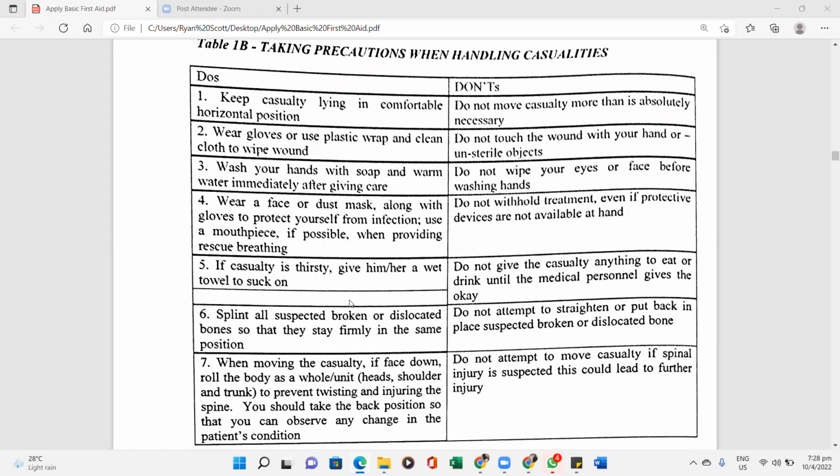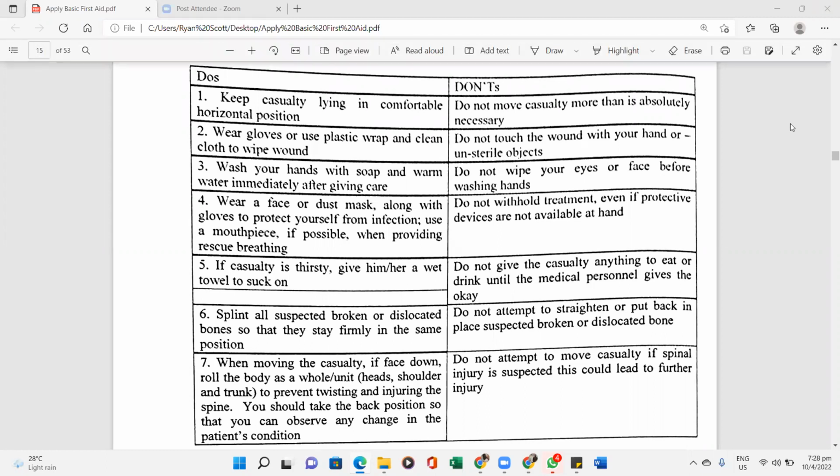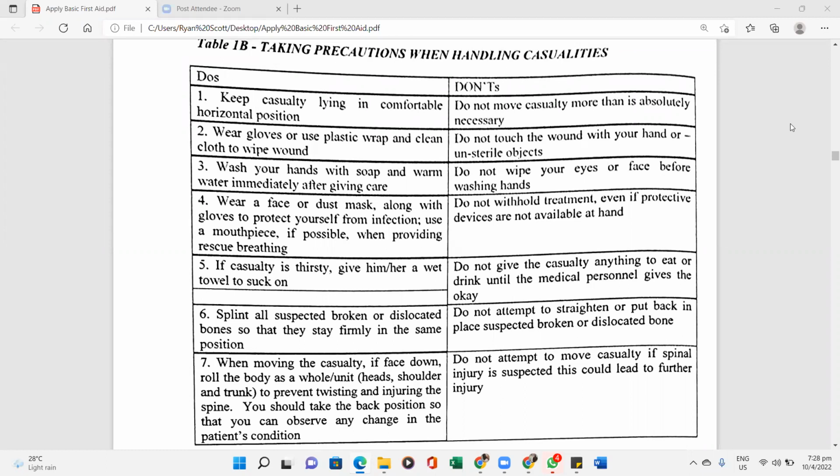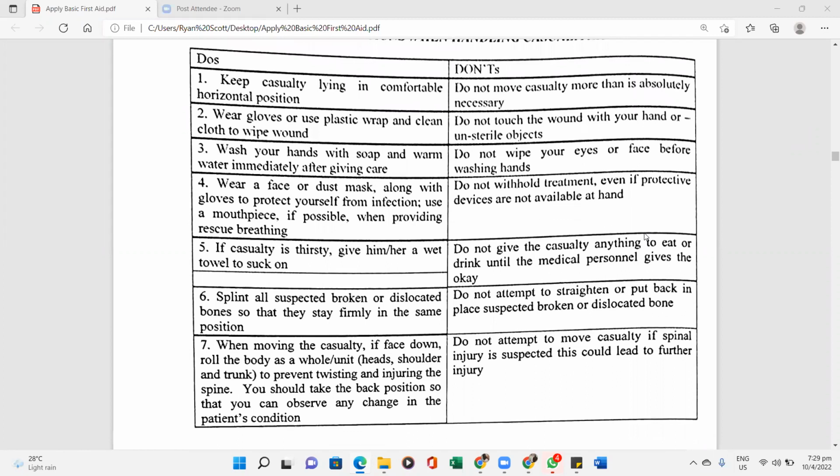All right. Splint all suspected broken or dislocated bones. Do not attempt to straighten or put back in place the broken or dislocated bone. So when you're splinting something, it's not that you're trying to fix it back into place. If you see the person's leg set a certain way, you're not going to take up the leg and try to put it back into position. Right? Everybody understand?